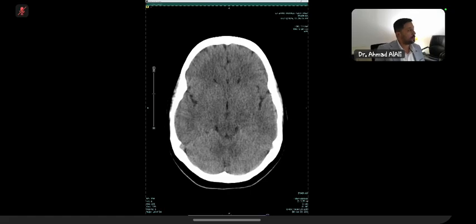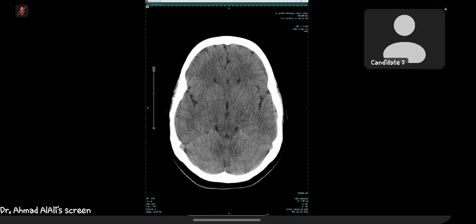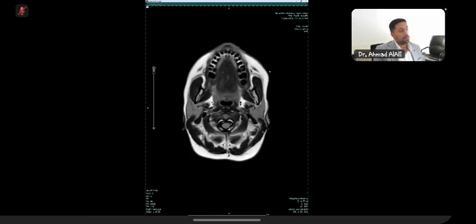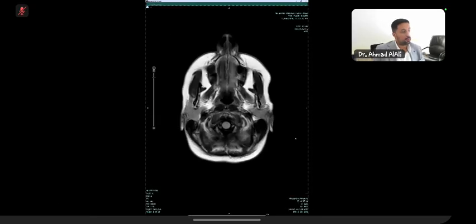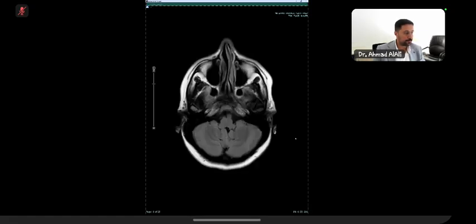Okay. Which sequence would you like to start with? Axial FLAIR images are available. Axial FLAIR. Okay, just a second. These are the axial FLAIR images. Please scroll through them and tell me your findings.